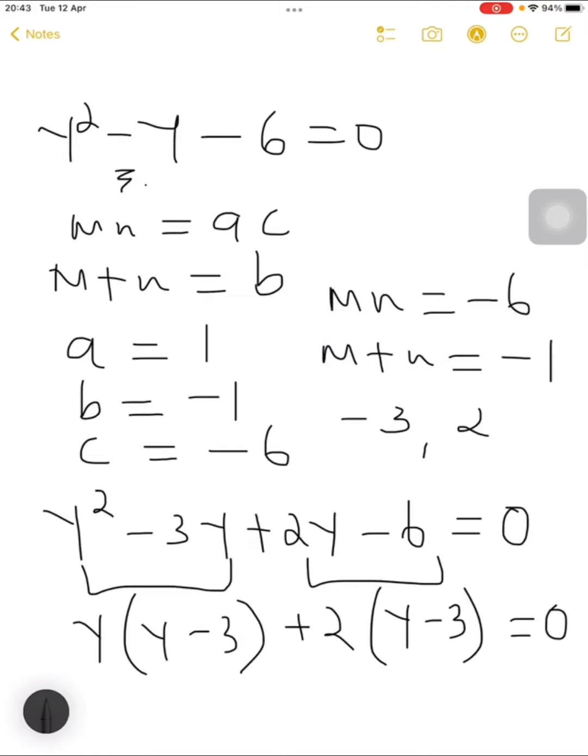And when you get here, you can even confirm whether you are right by removing the brackets again and seeing whether whatever you have up there is the correct thing. y multiplied by y is y squared. y multiplied by minus 3 is negative 3y, plus 2 multiplied by y is 2y, plus, multiplied by a minus is a minus, and then 2 multiplied by 3 is 6. So you are right. Okay, and these are the same, so you just take one of them and then you combine this and that one. So we have y plus 2 and y minus 3 is equal to 0.